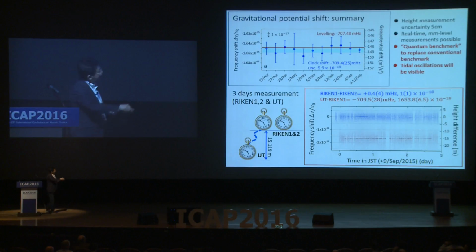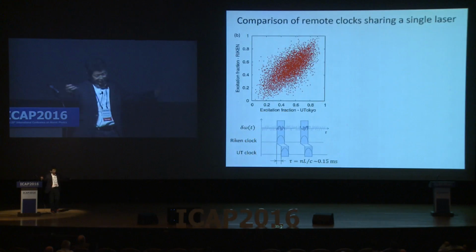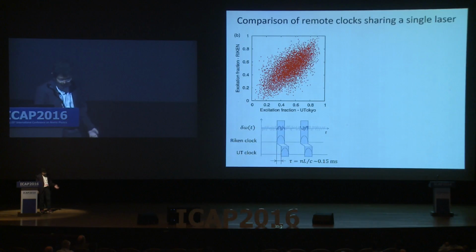So we determine the height difference with an uncertainty of 5 centimeters. And in the long run, tidal oscillation will be observable by extending the distance between the fibers.